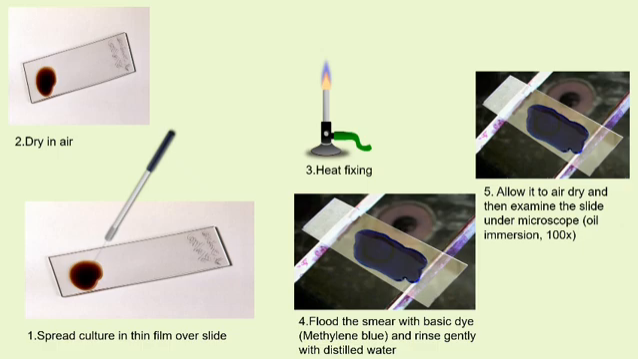Here is an animation of the procedure of monochrome staining. First, spread a culture in a thin film over a slide, then air dry it, heat fix it, and then flood the smear with basic dye and gently wash with distilled water, and lastly air dry it and examine it under a microscope.